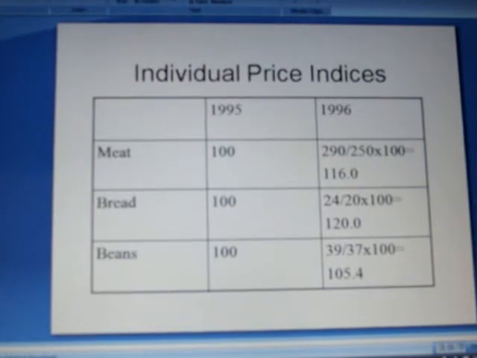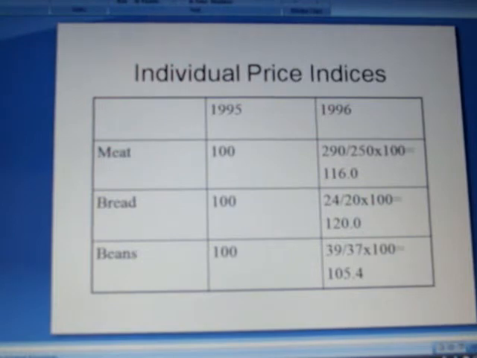If we do so, we will get the index for 1996 individually for meat, bread and beans. So we see that the index for meat has shown an increase and also bread and beans. But what does it tell us about the cost of the food? Is the price increasing or decreasing?